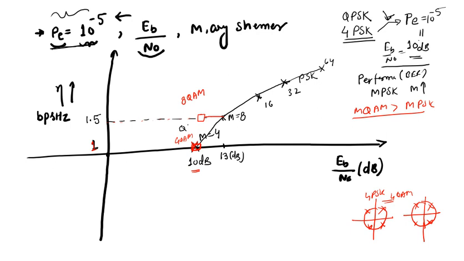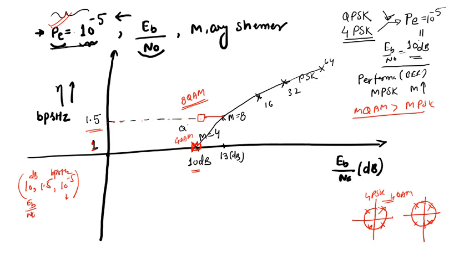So each point is providing you 3 bits of information. When you use 8 QAM, how much power would be required in order to get this much probability of error? So 10 dB of power is required in order to get 10 to the power minus 5 error, and the corresponding spectral efficiency is 1.5, and this is the probability of error, and this is Eb by N naught. So each point is giving you this much information.